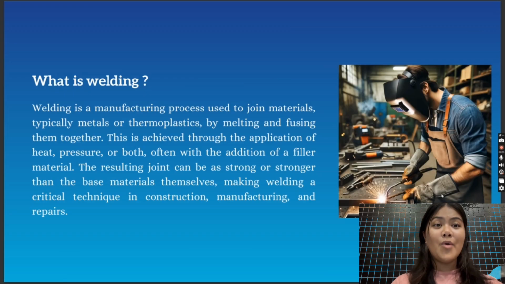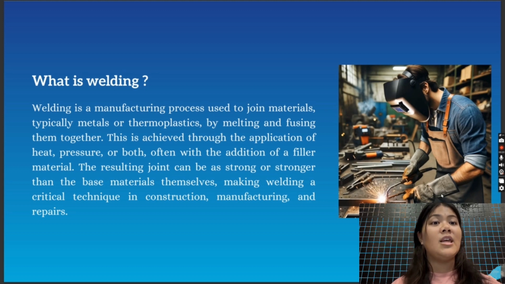First of all, what is welding? Welding is a manufacturing process used to join material, typically metal or thermoplastic, by melting and fusing them together. This is achieved through the application of heat, pressure, or both, often with the addition of a filler material. The resulting joint can be as strong or stronger than the base materials themselves, making welding a critical technique in construction, manufacturing, and repair.